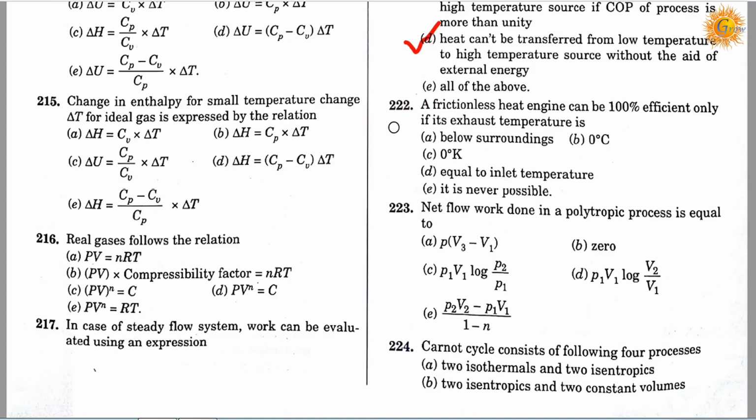Question number 222. A frictionless heat engine can be 100% efficient only if its exhaust temperature is: option A, below surroundings, option B, 0 degree centigrade, option C, 0 degree Kelvin, option D, equal to inlet temperature, option E, it is never possible. So correct answer is C. It will be 0 degree Kelvin.